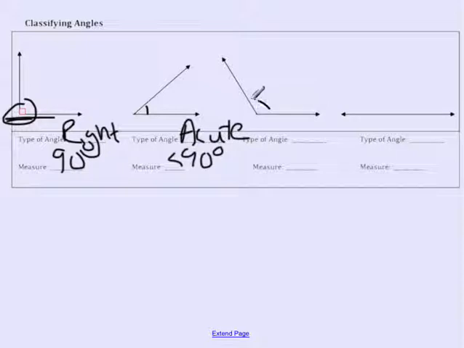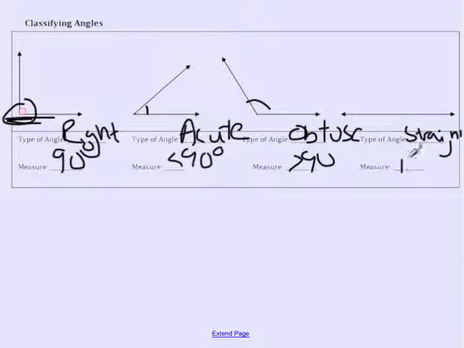Then notice that this one is going to be larger than the 90-degree angle, so that's going to make it obtuse. And so since it's larger than 90 degrees, its measure is obviously going to be greater than 90 degrees. Last but not least, this one is just a straight line, so I'm just going to write it as a straight angle. And its measure is going to be 180 degrees. So whenever you have a straight line, it's 180 degrees.